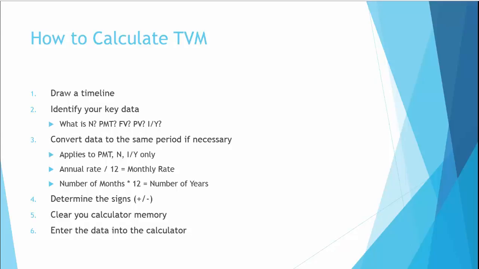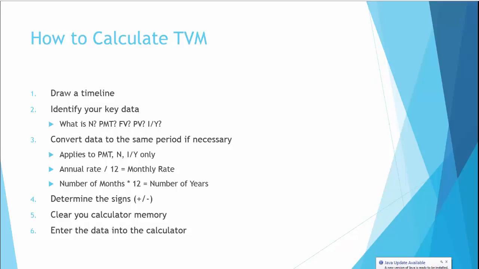Step 4, determine the signs. You must be careful to pay attention to the sign of the present value, future value, or payments. Remember, if there is a cash outflow, then you must use a negative sign. An example of a cash outflow is investing $100 into a savings account. That is a cash outflow to be able to save, so we would enter negative 100 into present value. If there's a cash inflow, then we use a plus sign. If you want to know how much we will get back in the future, then the sign is positive because we are getting money back.